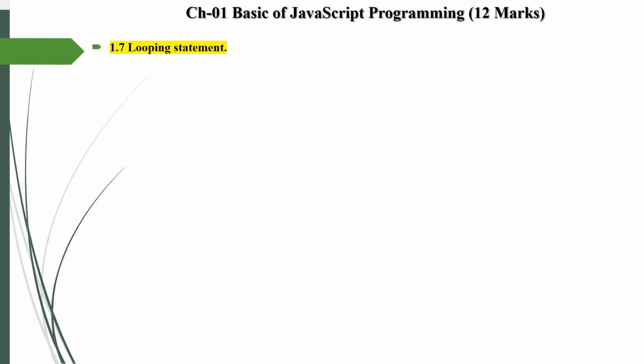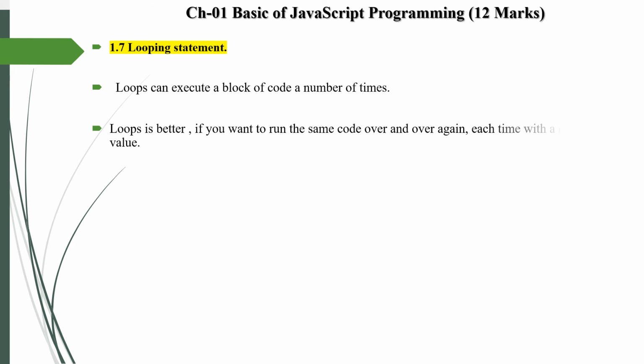Then in the first chapter, the next topic is looping statement. Loops can execute a block of code a number of times. Loop is better if you want to run the same code over and over again, each time with different values. So simply, in a looping statement, the same set of instructions is executed for different values.